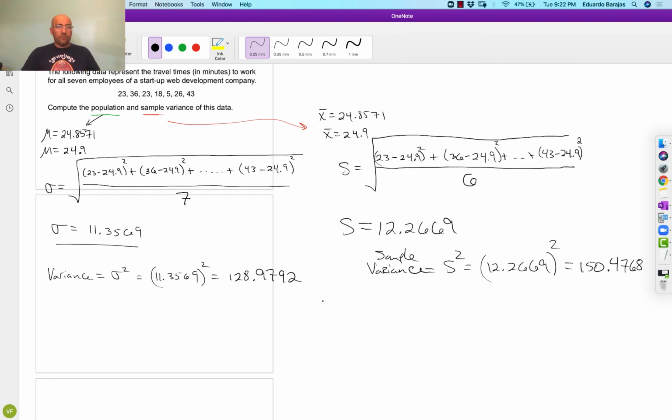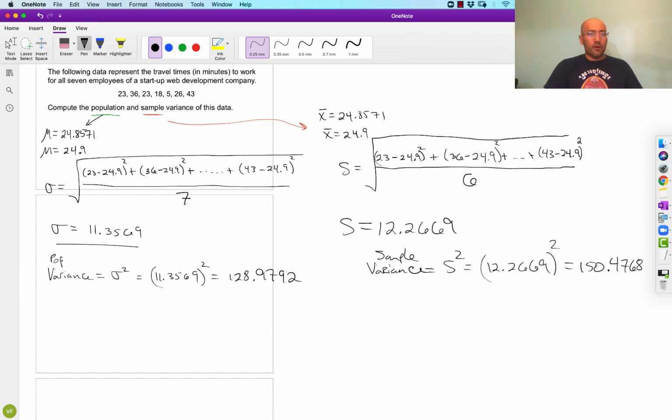Okay, so there they are. If this was a population, then this would be the population variance. If this was a sample, if you thought of it as a sample, then that would be the sample variance.